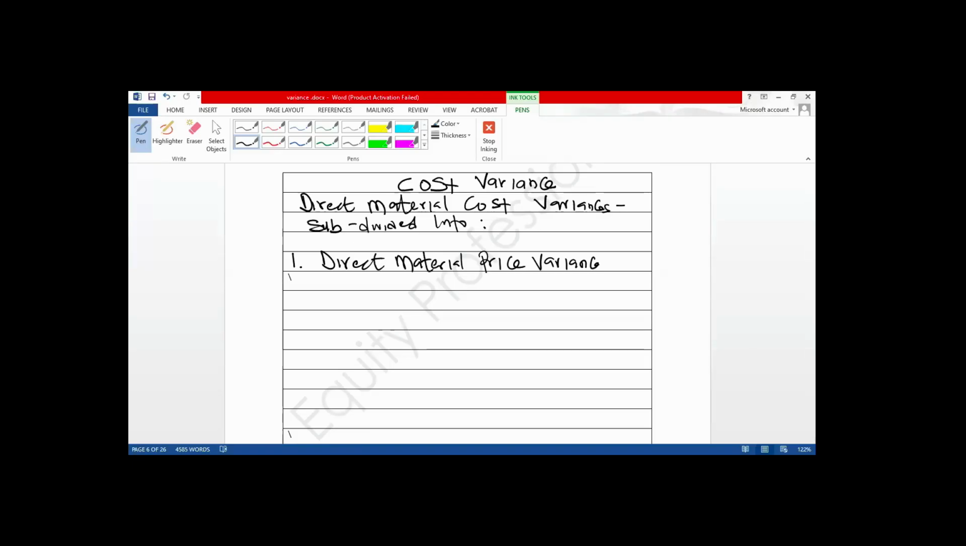It is where there is a difference between the actual material price and the standard material price.